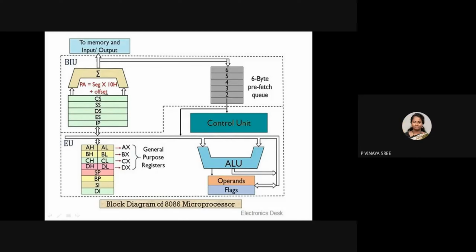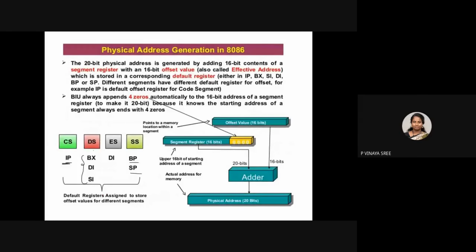But you must know which offset register is used for which base segment register. So for the code segment, what is the offset register? IP. For the stack segment, what is the offset register? SP and BP. For the data segment, what is the offset register? DI, SI and BX. I will explain BX, but try to understand: BX also acts as an offset register in the case of the data segment. And for the extra segment, it is the destination index.